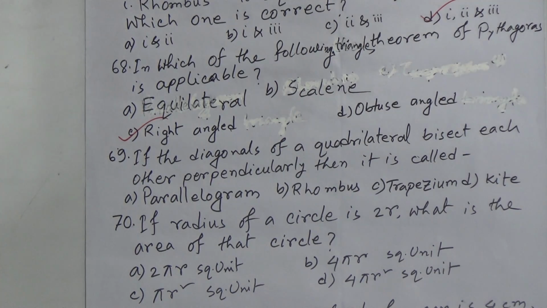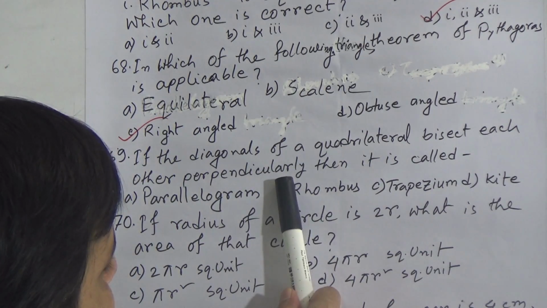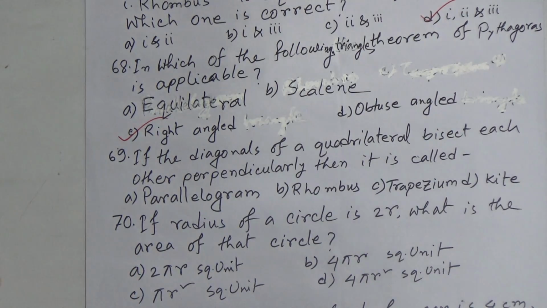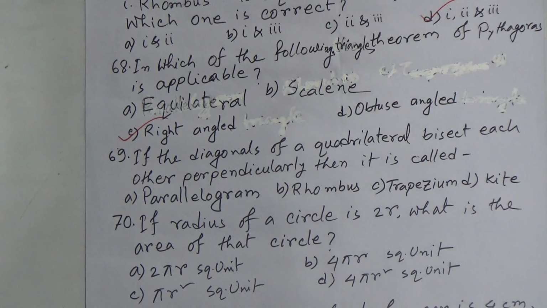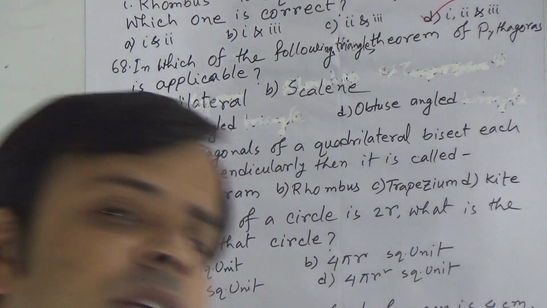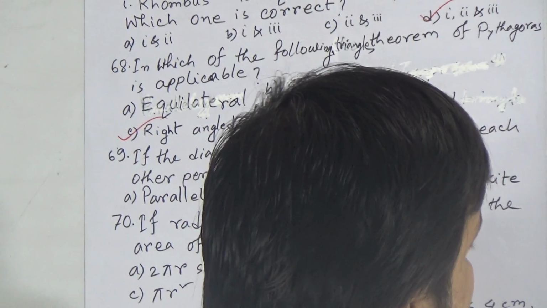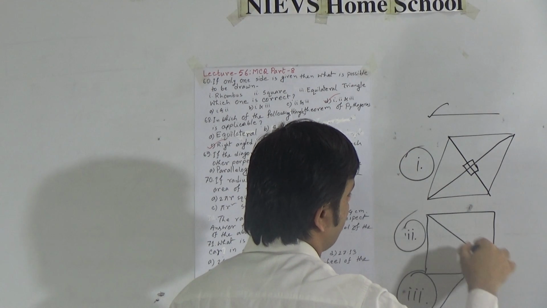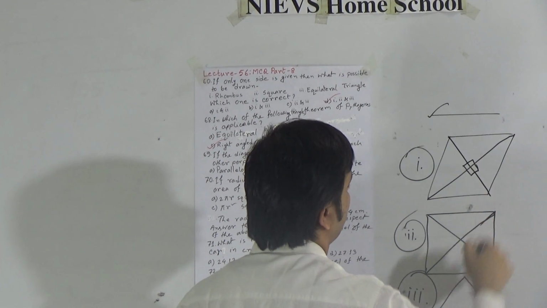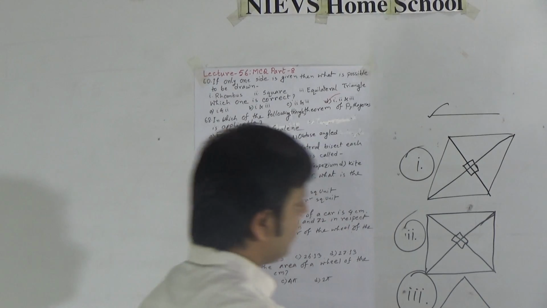Okay, now 69. The diagonals of a quadrilateral bisect each other perpendicularly, then it is called. It means that dear students, you know the characteristics of quadrilateral. You know in two quadrilaterals, the diagonals bisect each other perpendicularly. The diagonals of a rhombus bisect each other perpendicularly. Here all the angles will be right angle, and in case of square, diagonals bisect each other perpendicularly. So all the angles produced here are right angles.